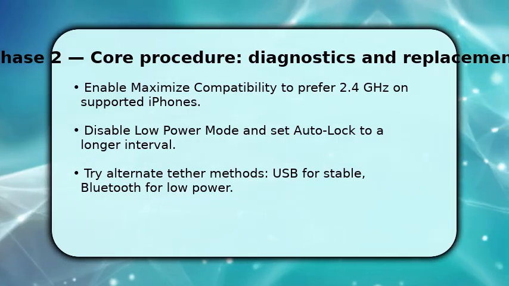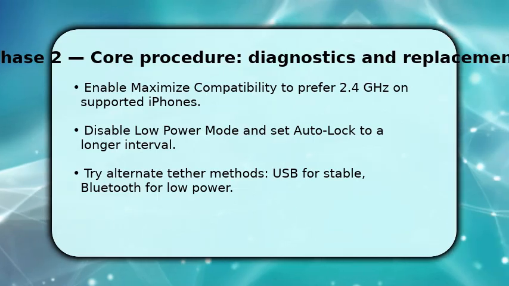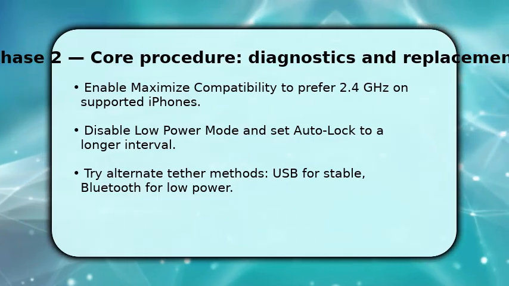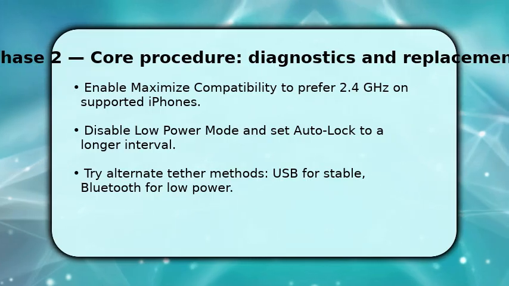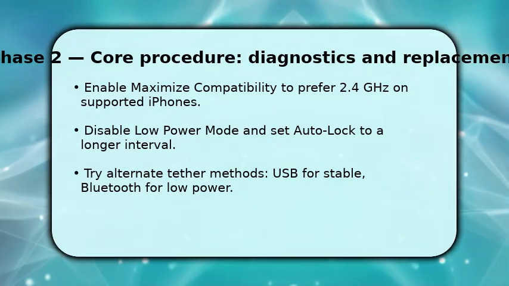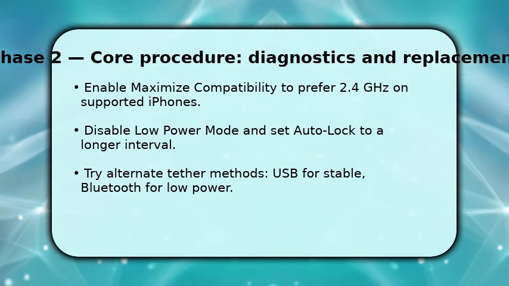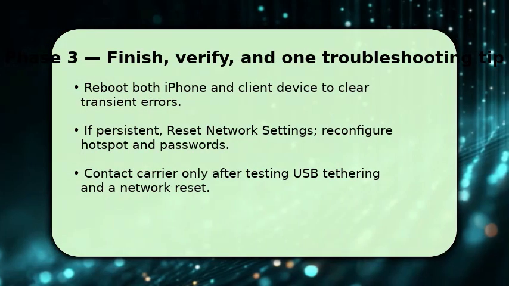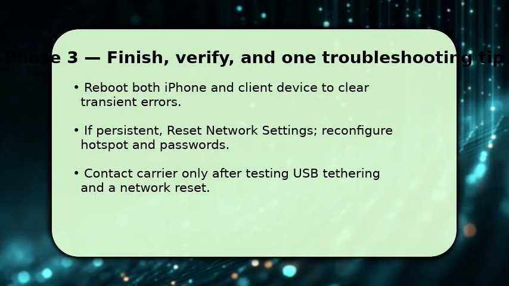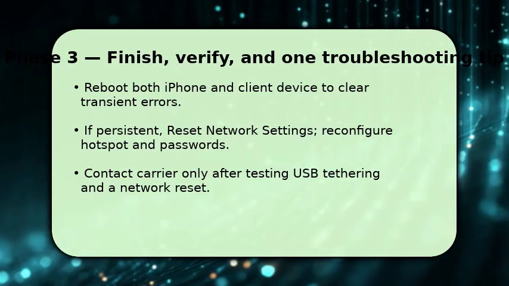drop clients. If Wi-Fi still fluctuates, switch to USB tethering for the most reliable connection, or Bluetooth when you need lower power. Each method removes Wi-Fi variables that cause disconnects. To finish, reboot the iPhone and the client device so temporary networking processes restart cleanly.